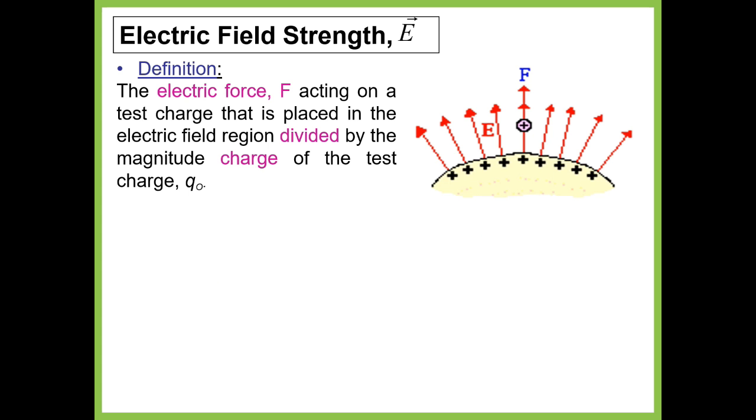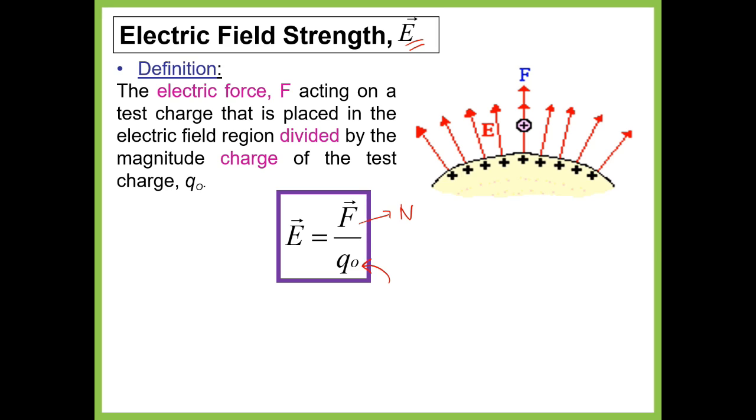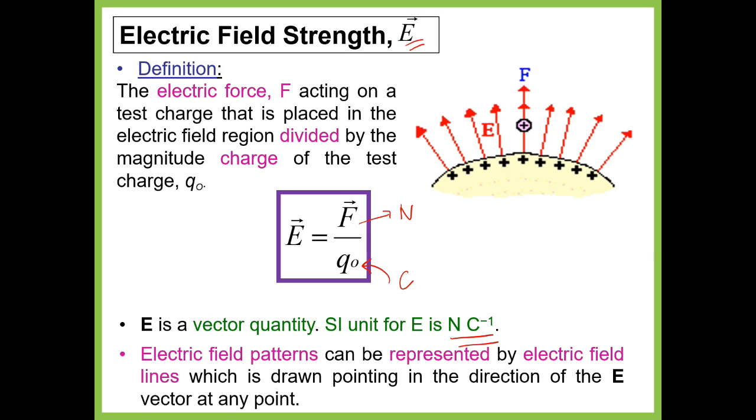The previous explanation brings us to the proper definition of electric field strength, E. It is equal to electric force per unit charge. The unit of force is Newton and the unit of charge is Coulomb. Hence, we have the SI unit for electric field as Newton per Coulomb. The electric field is represented by the electric field lines that are pointing in the direction of the electric field vector.